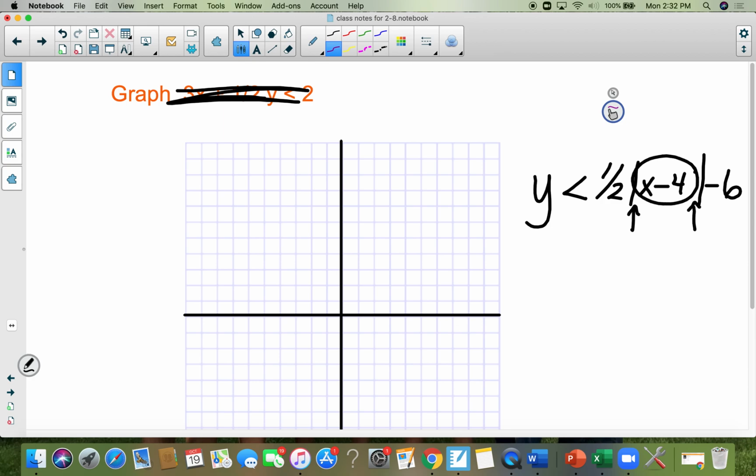Notice the -4 is inside. It's going to move it to the right 4. 1, 2, 3, 4 right here. But it's also going to move it down 6. 1, 2, 3, 4, 5, 6. So here's my new V.